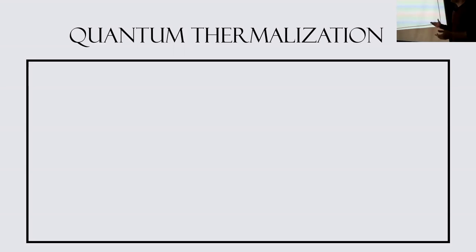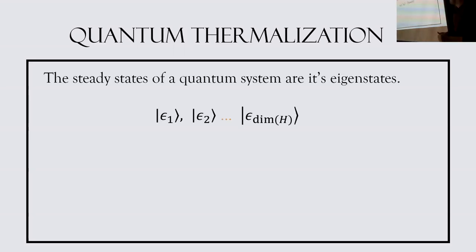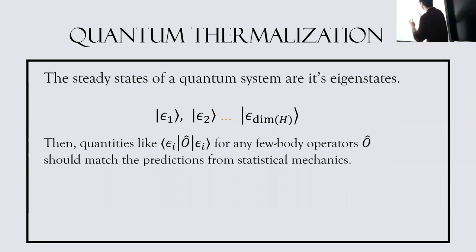So now what about quantum thermalization? If we want to think about quantum thermalization, we can think of what the steady states of quantum systems are, right? And the steady states of quantum systems are its eigenstates. Just like in the classical world where the equilibrium states are expected to be accurately described by statistical mechanics, we also expect the steady states of quantum systems to be accurately described by statistical mechanics. The way we make that precise is, if we measure local observables, such as local particle density or local magnetization, these should also agree with the prediction of statistical mechanics, just because quantum mechanics is supposed to describe the real world.